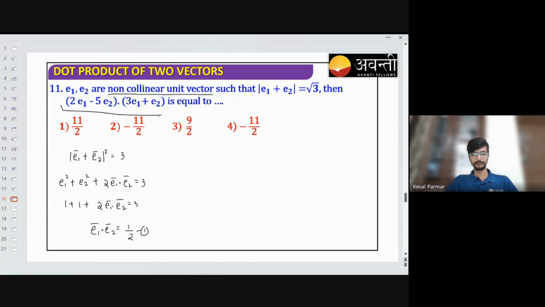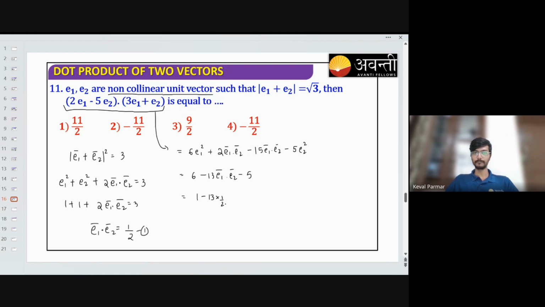So you have to find this, right? Let's find it. This will be equal to 6E1 square plus 2E1 dot E2 minus 15E1 dot E2 minus 5E2 square. So this will be 6 because E1 square is 1, minus 13E1 dot E2 minus 5. So 6 minus 5 is 1, minus 13 into half is minus 11 by 2. So the option is B. Okay, make it 4 here.